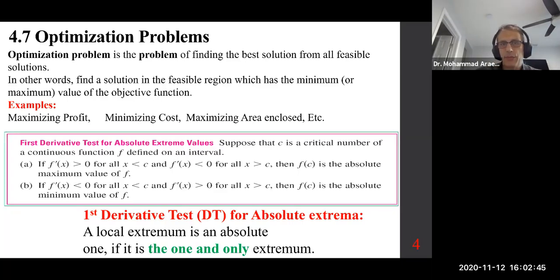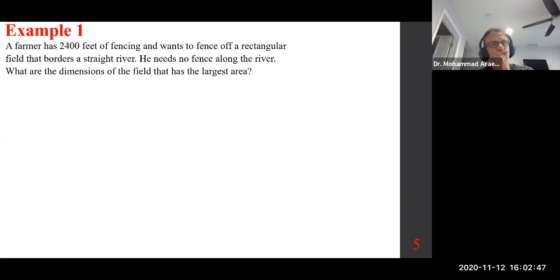So here's an example to get us started. We have 2,400 feet of fencing, and we want to fence off a rectangular field that borders a straight river. So we don't need anything along that river. We want to see how we achieve the maximum area.